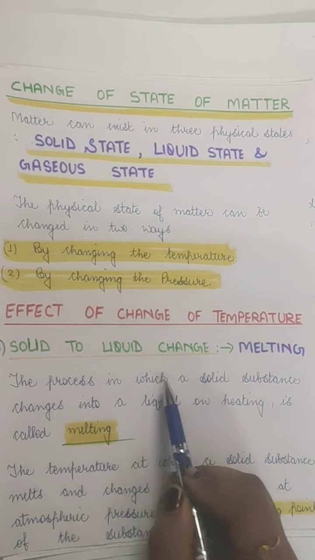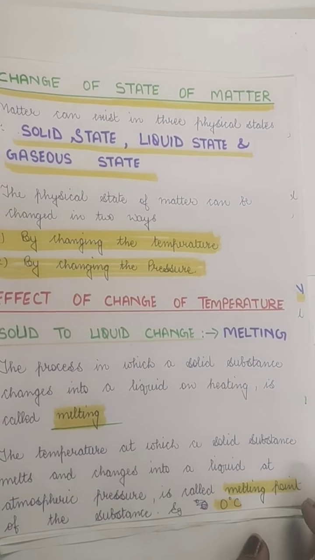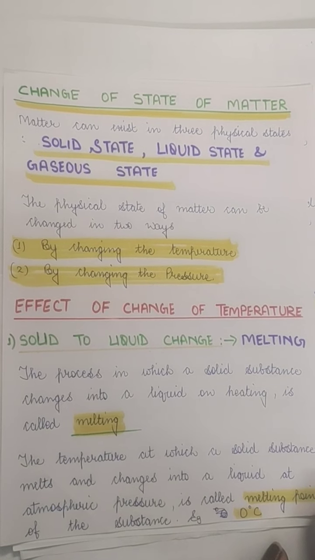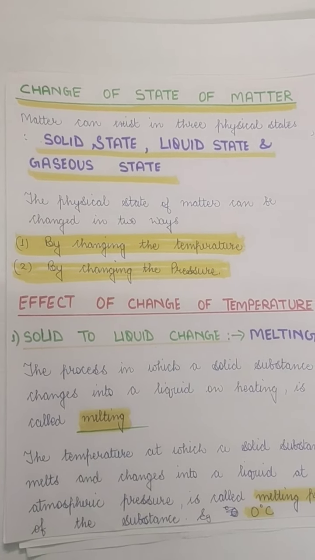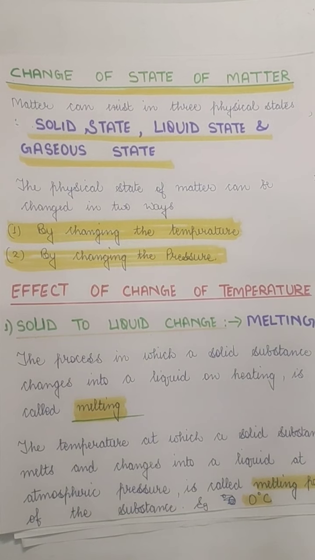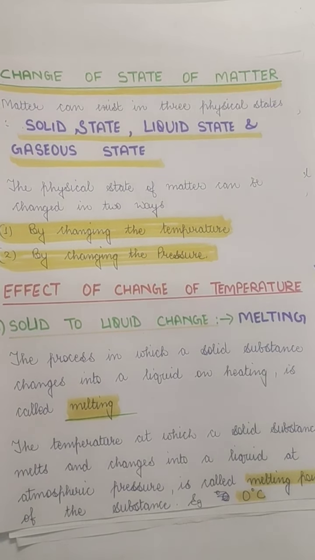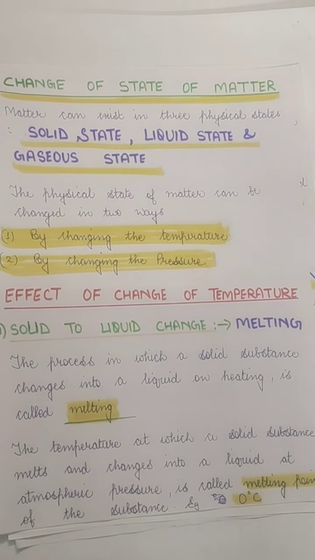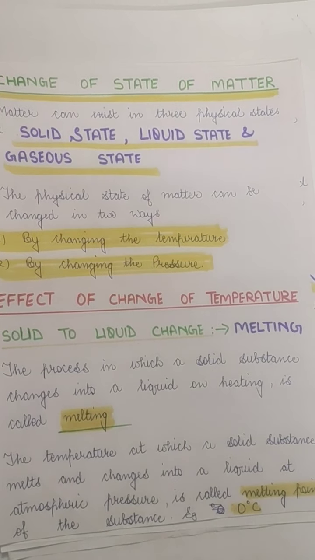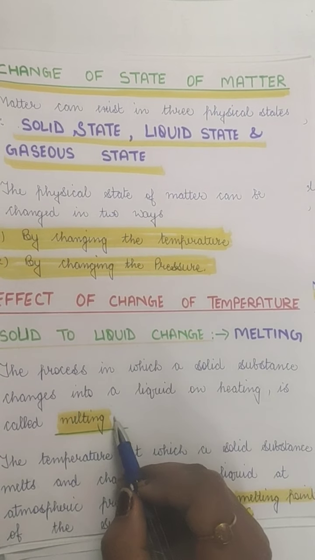The process in which a solid substance changes into a liquid on heating. How is melting done? It is done by heating, or by a little rise in temperature. If you take ice out of the refrigerator and you're not even heating it, the state of matter is still changing, because the temperature is rising. So not only by heating, but when temperature rises, the solid is converted into liquid. That is called melting.